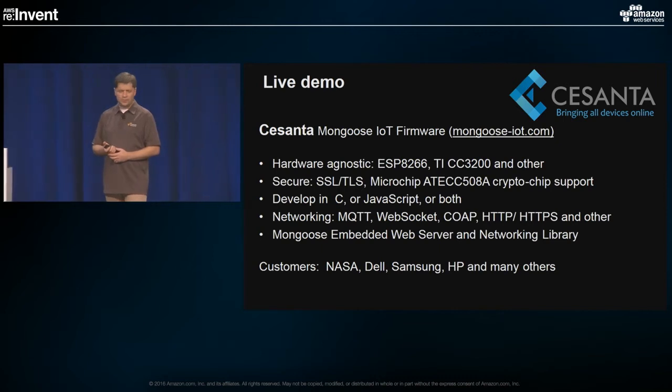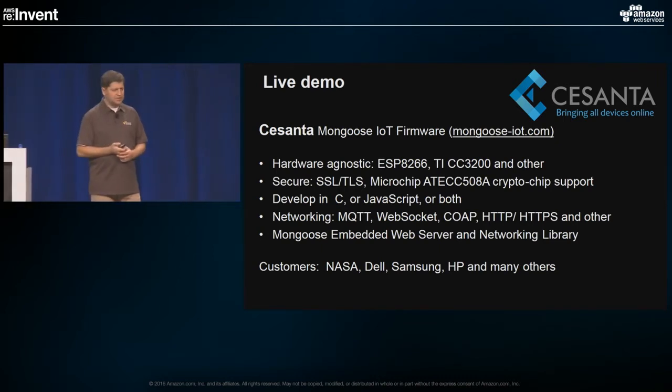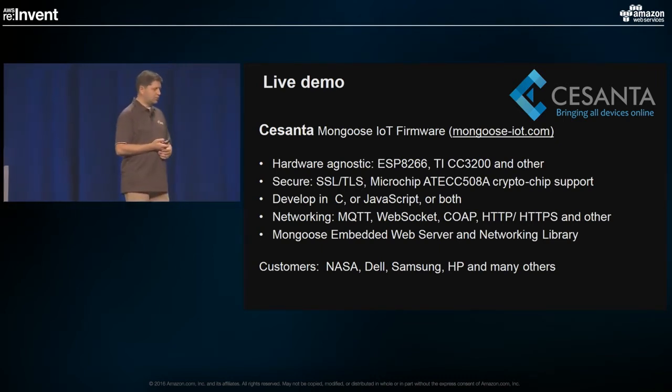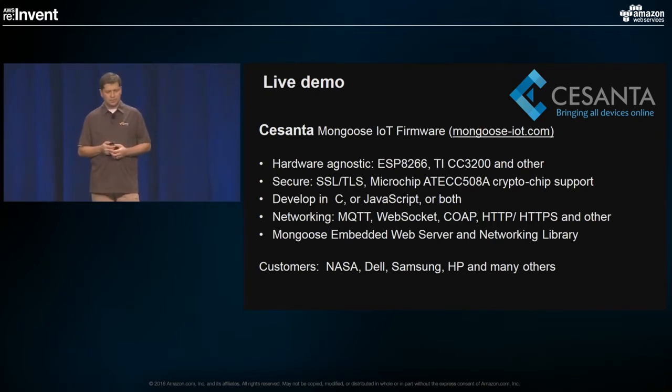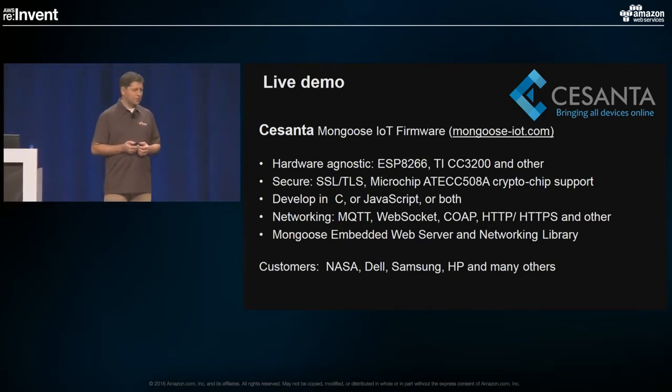AWS IoT partner from Ireland, Cesanta. And they're producing really optimized embedded firmware. They have it for multiple architectures, but how many of you know what the ESP8266 is? It's a pretty maker-friendly board.